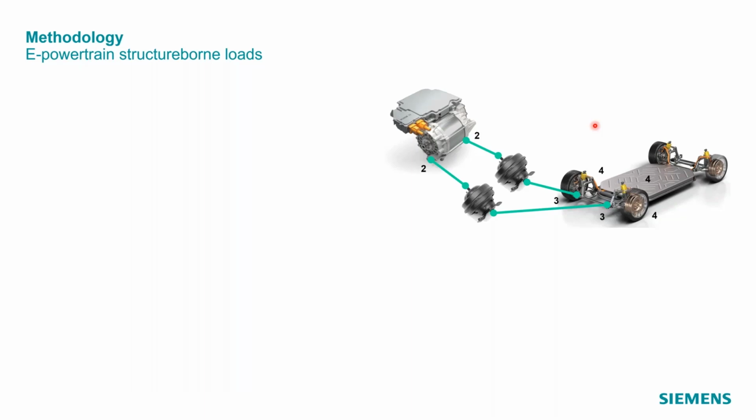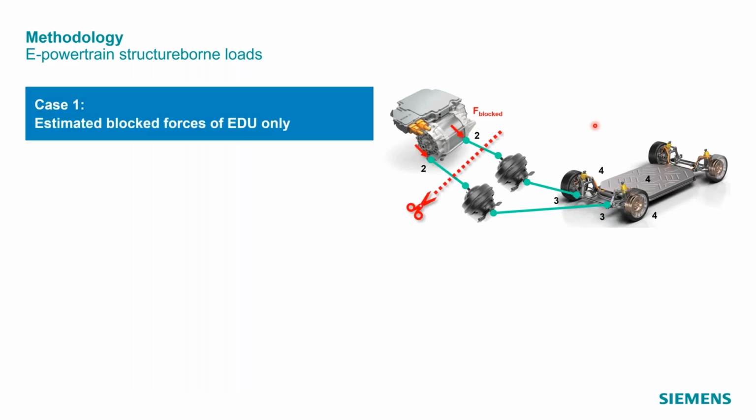So the first question, again, that we want to answer is where do we want to put the interface between the powertrain and the rest of the vehicle? Personally, I think the most interesting spot to define this interface is by putting our cut line here between the powertrain and the active side of our mounts. If we put our interface here, it means that the structure-borne loads that we want to identify, in this case blocked forces, are acting on the active side of our powertrain mounts.